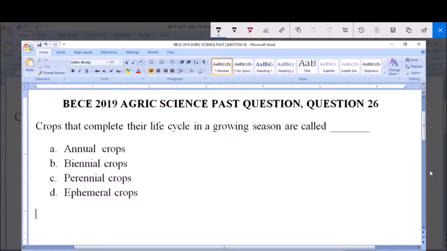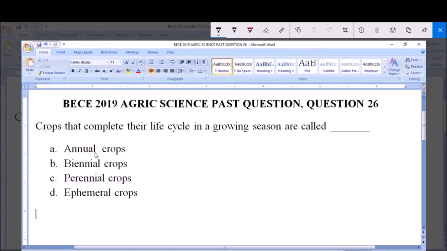Good day and welcome. Today we're going to be dealing with BECE 2019 Agric Science past question, question 26. Crops that complete their life cycle in a growing season are called: A, annual crops; B, biennial crops; C, perennial crops; and D, ephemeral crops.